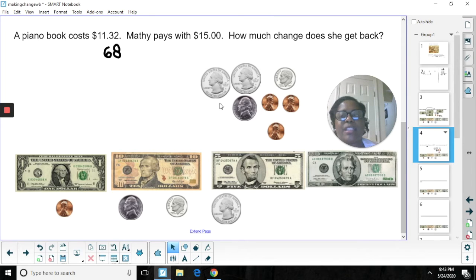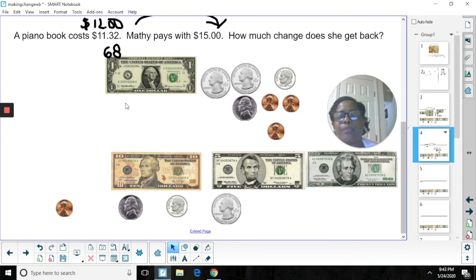Okay, so we have our 68 cents. So when we add this 68 to the 32, it's going to make this become $12. So this is going to become $12 right here, okay? So we're going to count on from 12 to 15. So let's do that. So we will go 13.